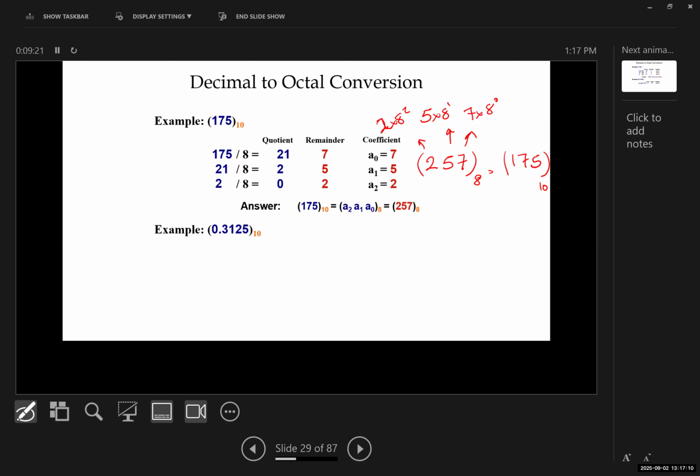Did anyone solve this one? What is the answer? 0.24. Base 8.